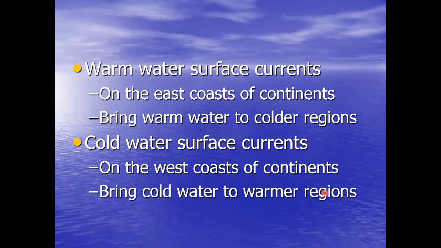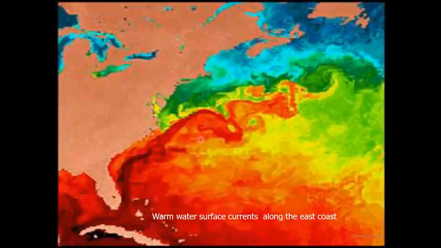Now, warm water surface currents are what affect the eastern United States the most. So we're going to be talking a lot about the Gulf Stream. Here's the Gulf Stream. The Gulf of Mexico is down here at the bottom left. The current comes out of the Gulf of Mexico and goes up the eastern coast of the United States and travels all the way out into the North Atlantic.